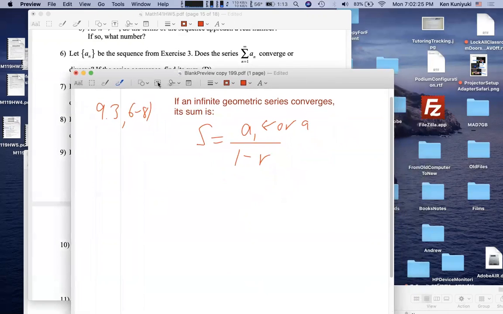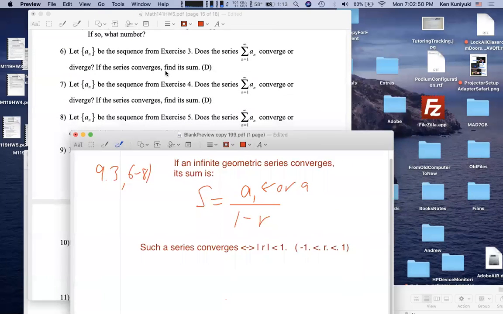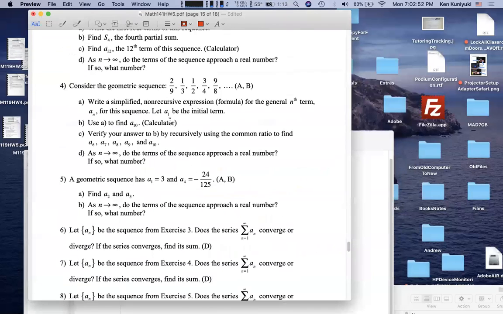Okay, where r is the common ratio. Now, when does such a series converge? Such a series converges if and only if the absolute value of r is less than 1. That's the way most calculus books write it, which means that r is strictly between -1 and +1. Okay, so you have to use that formula. And with these, you would refer back to 3, 4, and 5.